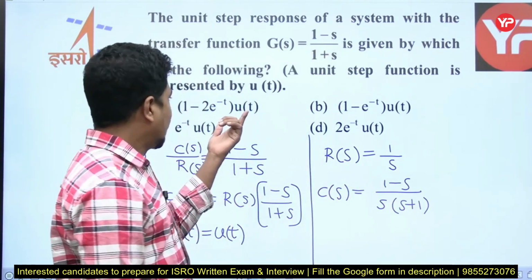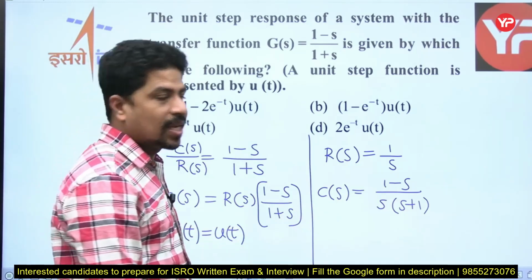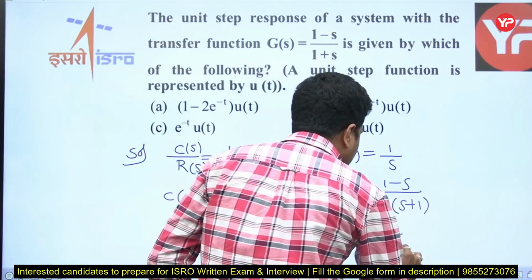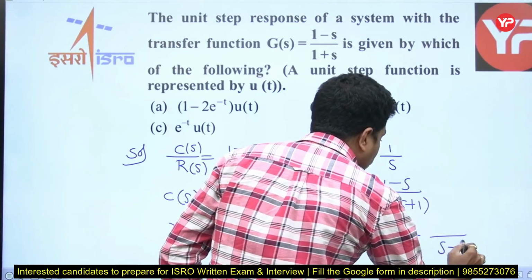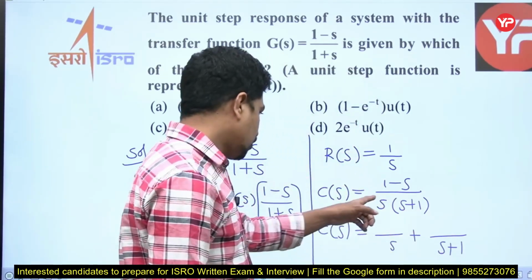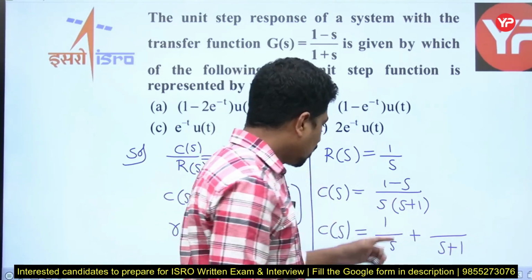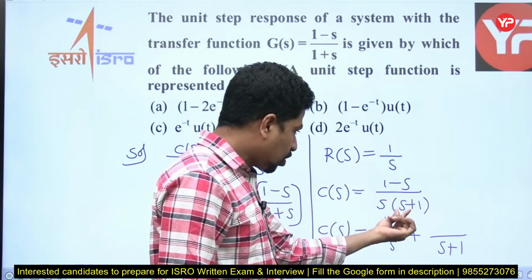But we need the answer in terms of the time domain, therefore we need to find its partial fractions. Now let's find its partial fractions. This is s, this is s plus 1. Put s equal to 0, you get 1 by 1, you get 1.